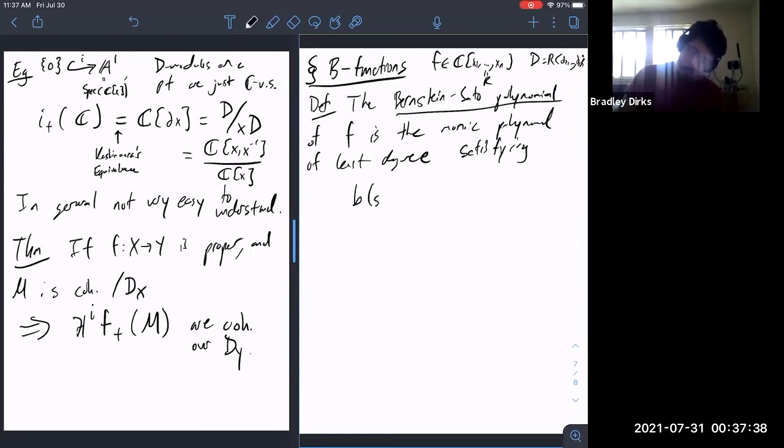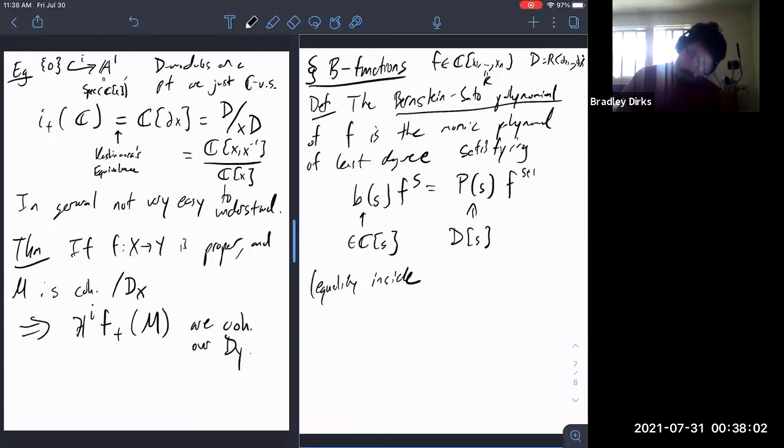So I should say, this thing on the left is in C[s]. This is equal to some differential operator times f^(s+1). So this thing is in D adjoin s. So this equality happens inside of this module NF, just so that we can be specific on what it means for these two symbols to be equal.